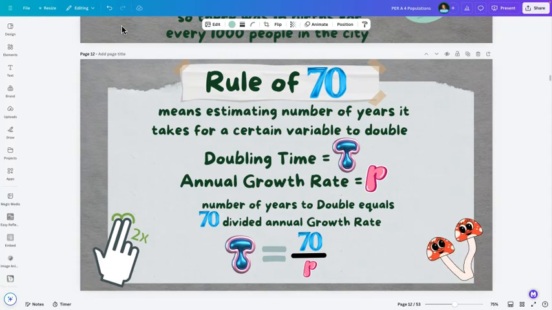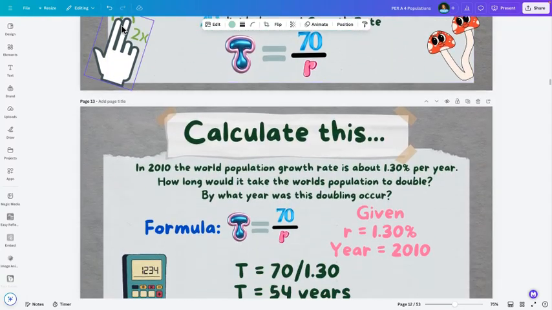You could use the rule of 70 to calculate the doubling time, which is by definition how long it takes a population to double in size, or you could use the formula to calculate the growth rate. In that case, they would have to give you the doubling time. Whatever is given, it's 70 over that number. If they give you the rate, it's 70 over the rate to calculate the doubling time. If they give you the doubling time, it's 70 over the doubling time to calculate the rate. Okay? This is where the year could kick in.